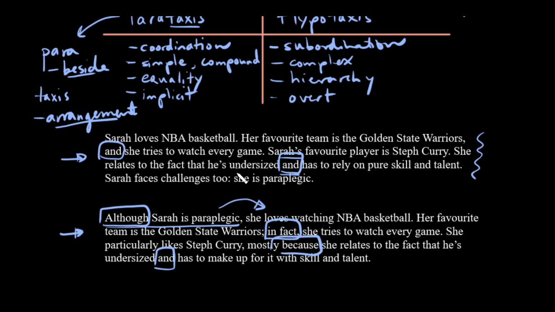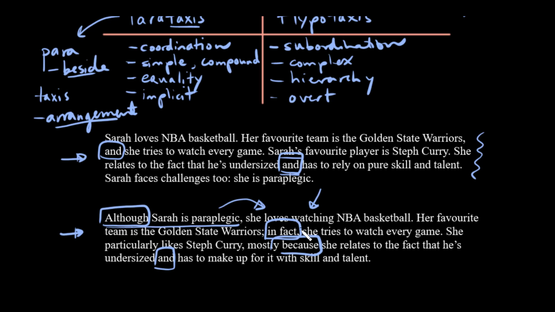If you look at the first one here, Sarah loves basketball, she's paraplegic, she admires Steph Curry, but these facts are not being connected to each other. You have to figure out that maybe she admires Steph Curry because he's undersized and she struggles with different things, and that's why she has this admiration for him. That's much less in doubt in the second one, which is more overt. Okay, so hypotaxis spells the ideas out much more. It's more overt, and parataxis is more implicit.